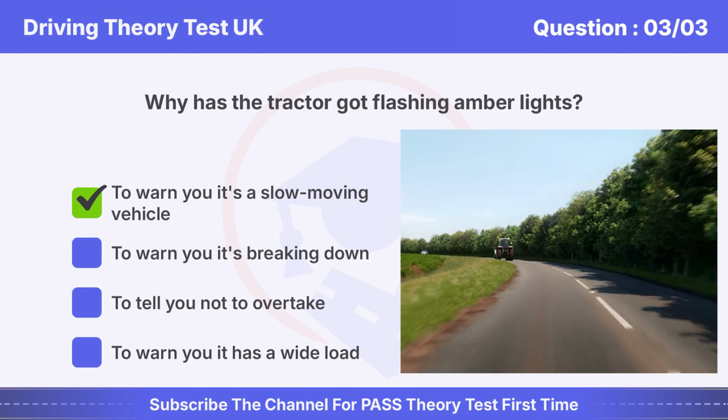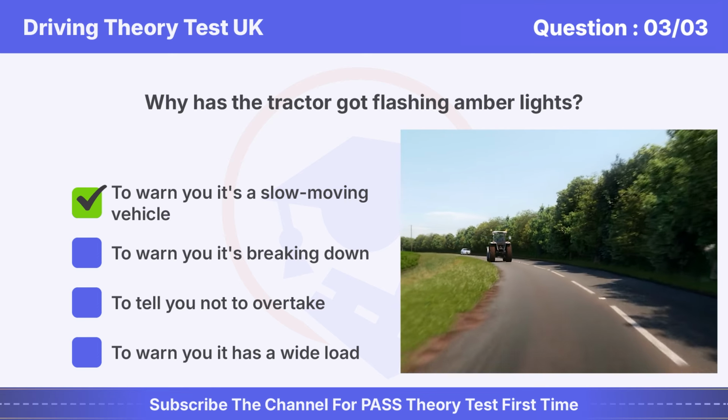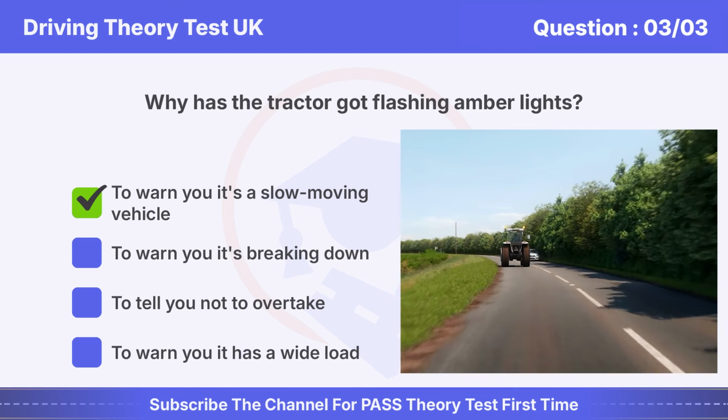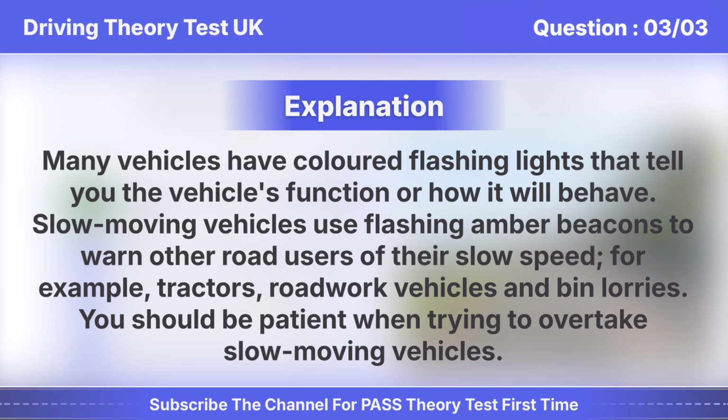Answer is A. To warn you it's a slow-moving vehicle. Many vehicles have colored flashing lights that tell you the vehicle's function or how it will behave. Slow-moving vehicles use flashing amber beacons to warn other road users of their slow speed, for example, tractors, roadwork vehicles, and bin lorries. You should be patient when trying to overtake slow-moving vehicles.